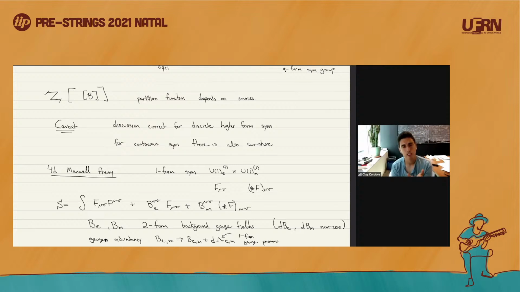I emphasized the discrete situation in a sense because this example is sort of the example with continuous one-form symmetry. So it's good to sort of bite the bullet as soon as possible and get used to dealing with these discrete background fields.